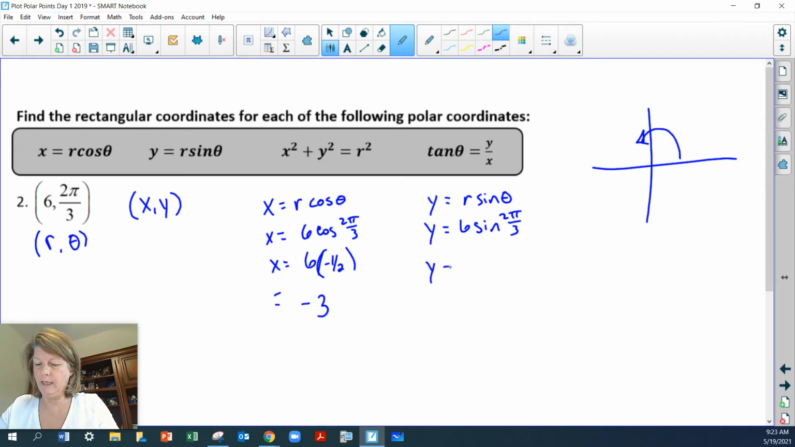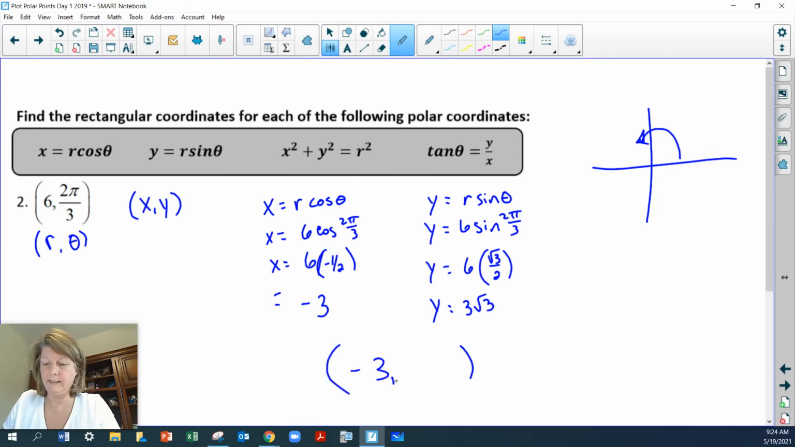And then y equals 6 sine of 2 pi over 3. That is a positive, and that's a √3 over 2. Looks like that'll be a 3√3. So the final ordered pair, rectangular style, would be that. All right, next on our list, that's a little review.